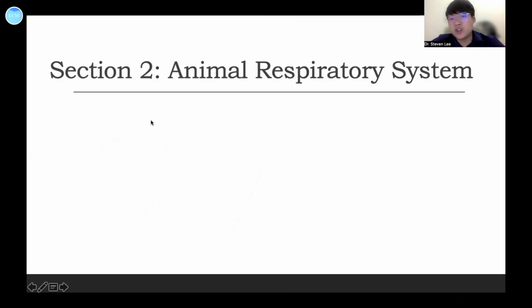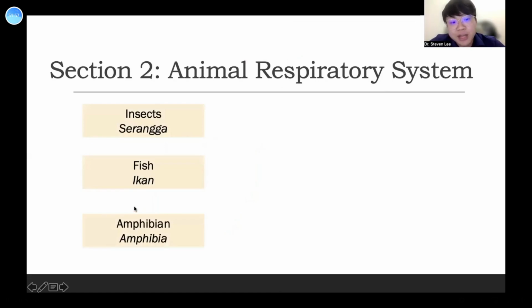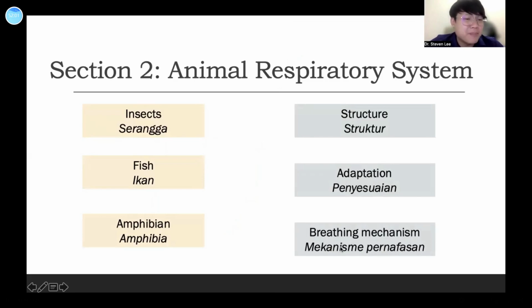So in the very last section, which is section 2, I hope I can finish it within half an hour. We will talk about the animal respiratory system. Just to give you a very brief outline, we're going to talk about 3 animals: the insects, the fish, and the amphibians. And for each animal, we are going to talk about 3 things: the structure, adaptations, and the breathing mechanism. So without further ado, let's go on to it.